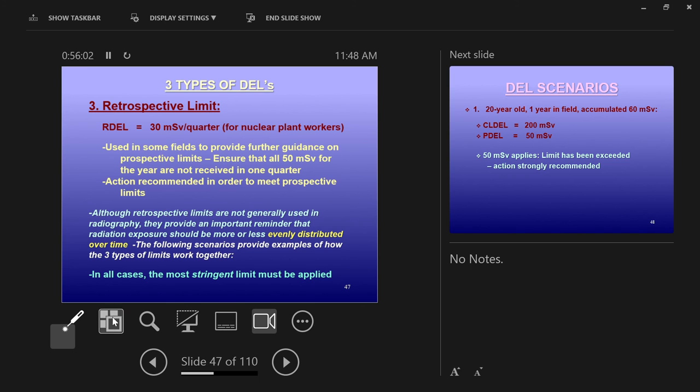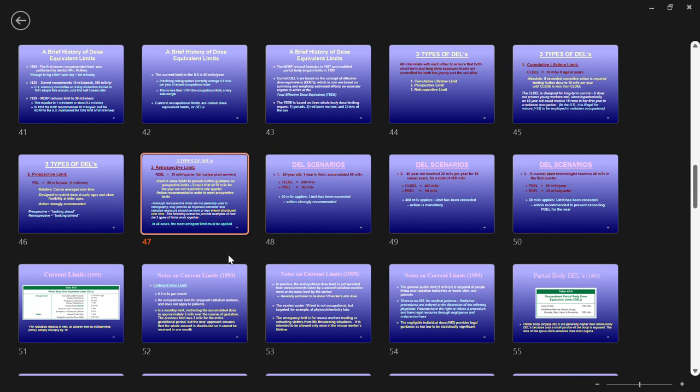Okay, so radiation dose should be more or less distributed over time. That, by the way, is called protraction, protracting radiation, spreading it out over long periods of time. We'll revisit that word, that idea, protraction, later on in an upcoming safety module.